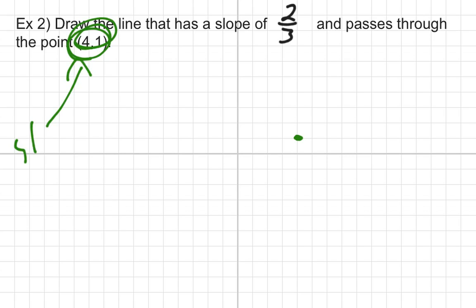The problem is that, so let's write this down. This point that they give us is going to be our starting point. What I need to do is find out what my ending point is. How do I get from this point to the second point? I don't know where the second point is.